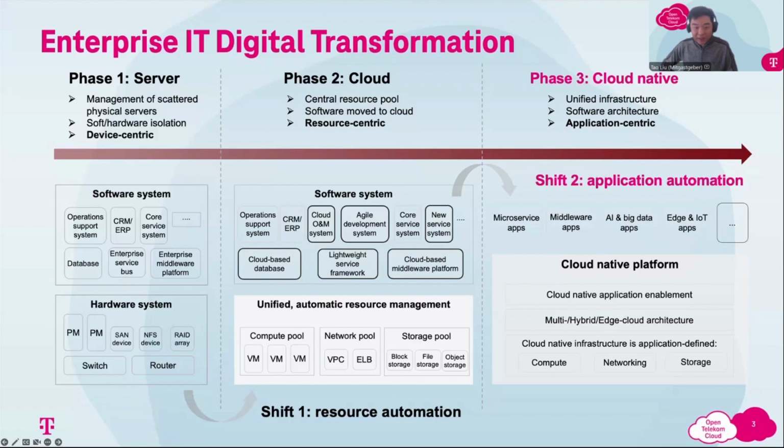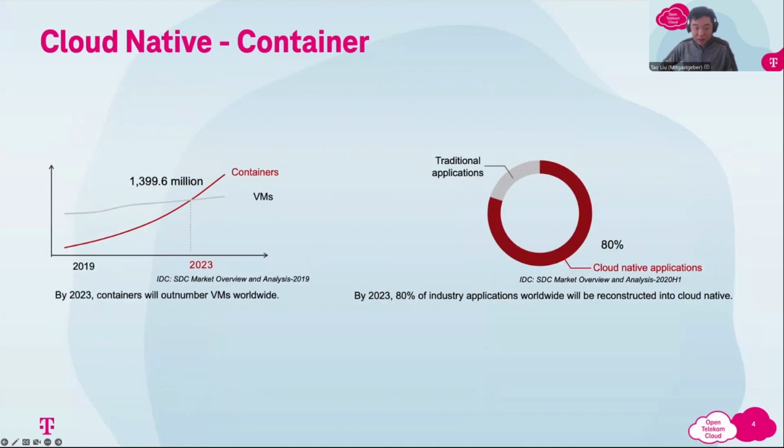Now, we are in phase 3. We call it the cloud native phase. In this phase, the application is the main character. Most components on the cloud infrastructure can be defined by the applications. The performance, the flexibility, and the robustness of the business applications will be further improved. Container is an important technology for enabling cloud native.